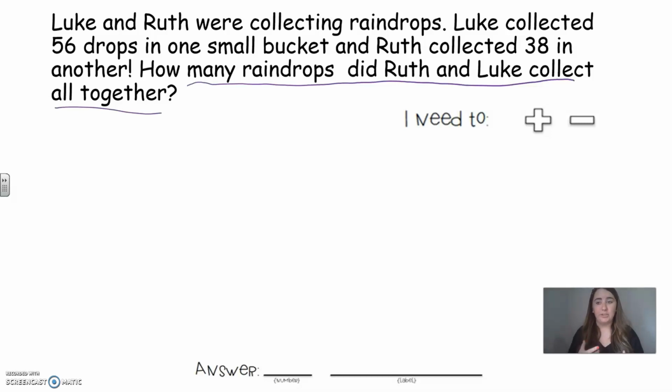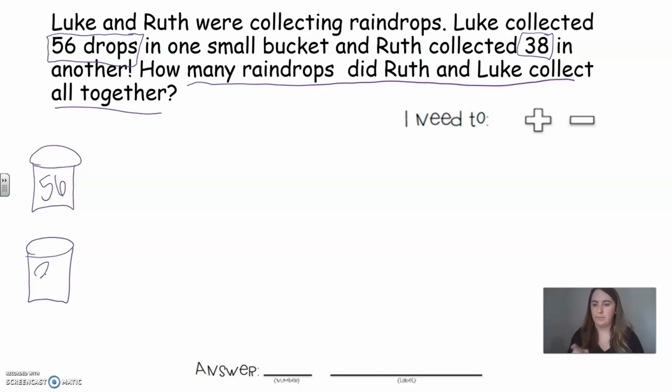So now that we figured out our question, let's go back through and see if we can find the information that we need. Luke and Ruth were collecting raindrops. Luke collected 56 drops. So let's draw that. So 56 drops. Because remember, I'm just keeping track of what information we know. Let's keep going. In one small bucket, and Ruth collected 38 in another. All right, so that's another number we need to know. So I draw my bucket, 38 raindrops. How many raindrops did Ruth and Luke collect all together?